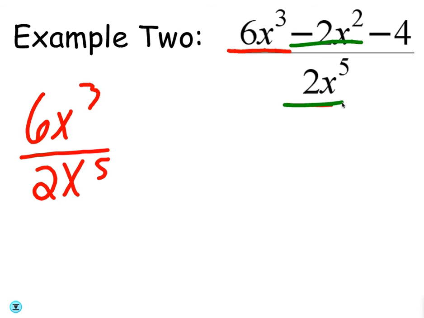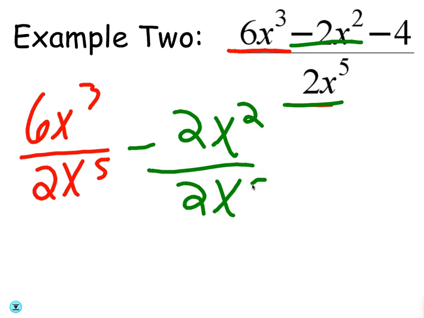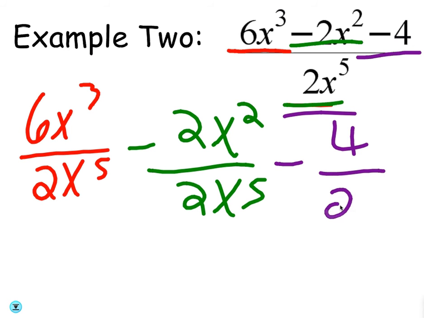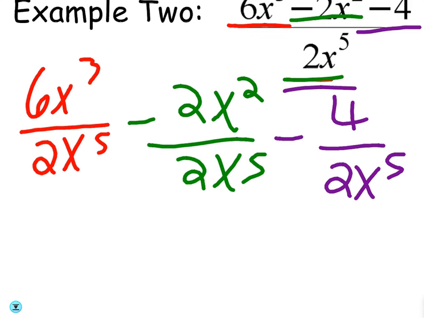Minus 2x squared. So again, the minus just carries over. And then minus 4 over 2x to the 5th. So again, every term on the bottom should be the same. It should all be 2x to the fifth.